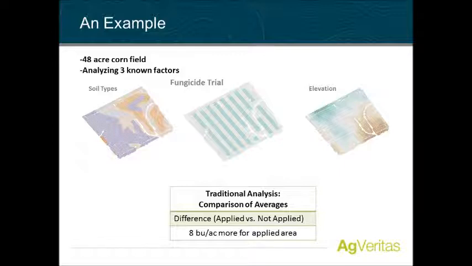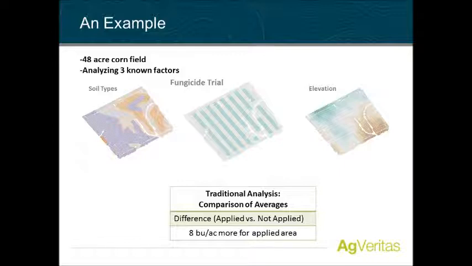Before I jump into the results, looking at the bottom box here, if you did a more traditional analysis, a comparison of averages of where the fungicide was applied versus not applied, the area that had the fungicide averaged about 8 bushels an acre higher than the area without it. So you might think to go ahead and apply the fungicide to the whole field. But as you can probably expect, it's not as cut and dry as that.